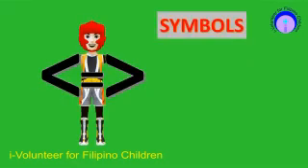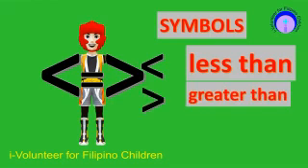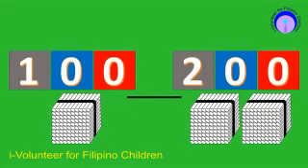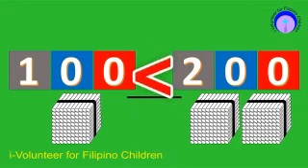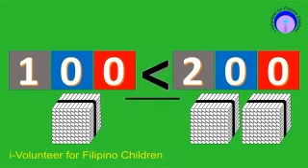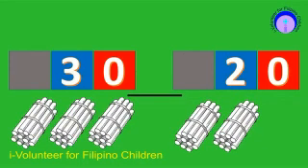There you have it. We have learned about the three symbols. Let us try to use which symbol is more appropriate to compare two numbers. Let's compare 100 and 200. Which symbol are we going to use? 100 is less than 200. Let's continue comparing.